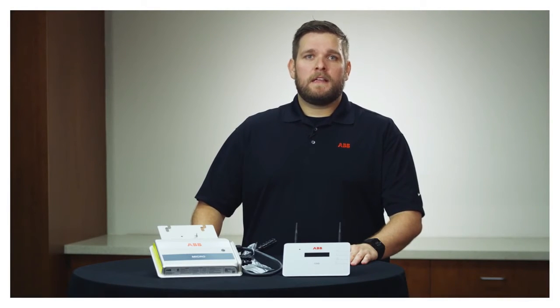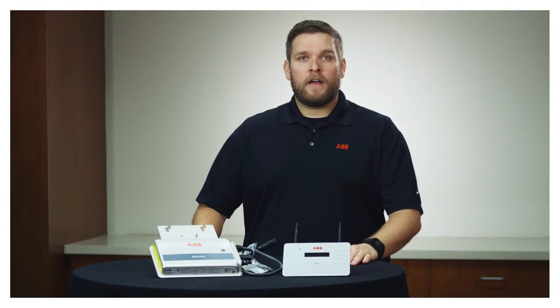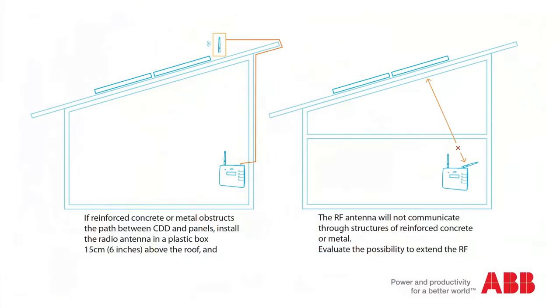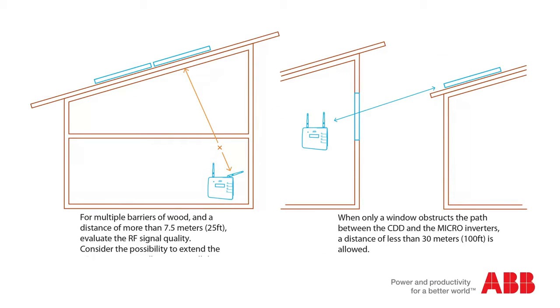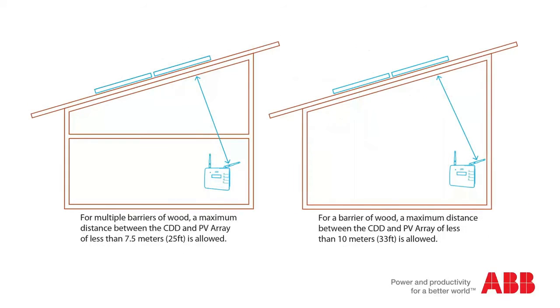Before mounting the CDD, it is important to consider all viable locations and properly evaluate the right position for the CDD and microinverters to communicate with each other. With the micro installed on the roof, the distance between the inverter and the CDD should be in close range. If the distance is too great, the signal will not be strong enough for the monitoring functionality to work. Check the manual for specific location guidance.